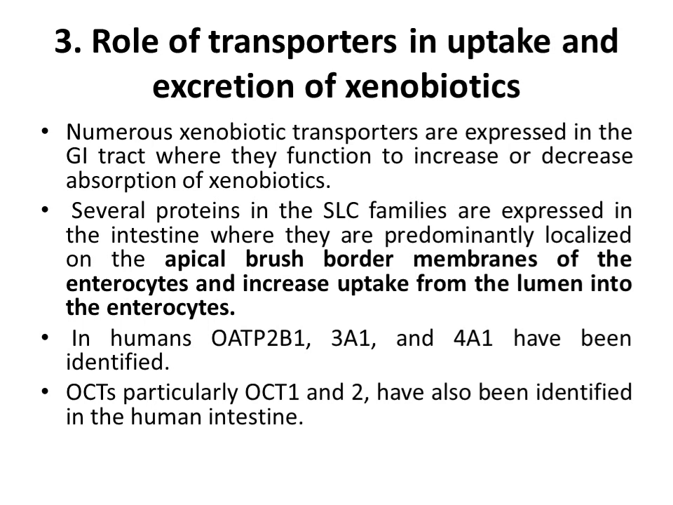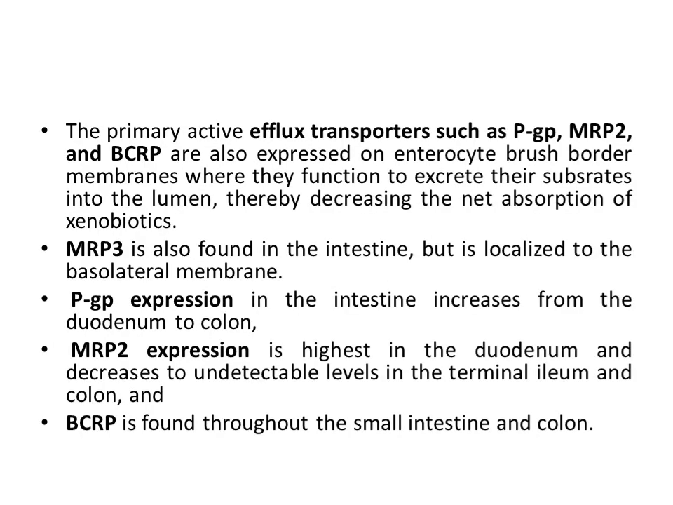Enterocytes are nothing but the intestinal cells. In humans, there are organic anion transporters as well as organic cation transporters, which are called OAT and OCT. There are certain efflux pumps also present, like P-glycoprotein, MRP2 and BCRP. They are responsible for excreting the substrate back into the lumen. P-glycoprotein in the intestine increases from the duodenum to the colon. MRP2 expression present in the duodenum decreases to an undetectable level in the ileum and the colon. And BCRP is found throughout the intestine and the colon.